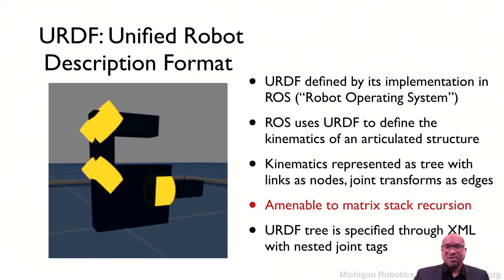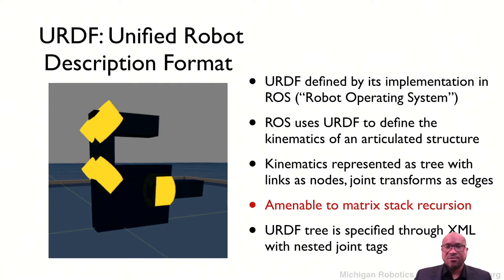URDF is really defined by its implementation. I don't know if there's a consistent standard for it, but if you go to ROS.org, they will tell you what the current URDF convention or description is. What it does is provide a definition of an articulated structure, and that articulated structure is represented as a tree graph structure where you have nodes that are represented as links and joints as transforms on edges. We're sort of expanding this out. We're going to consider joints as nodes in and of themselves. And this is amenable to doing forward kinematics in a recursive manner.